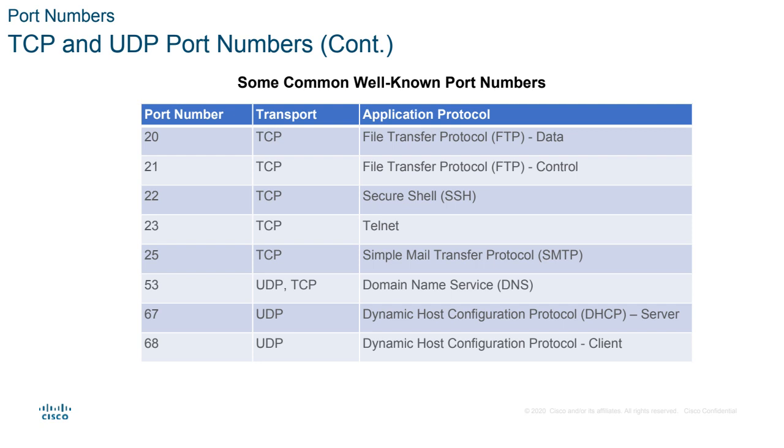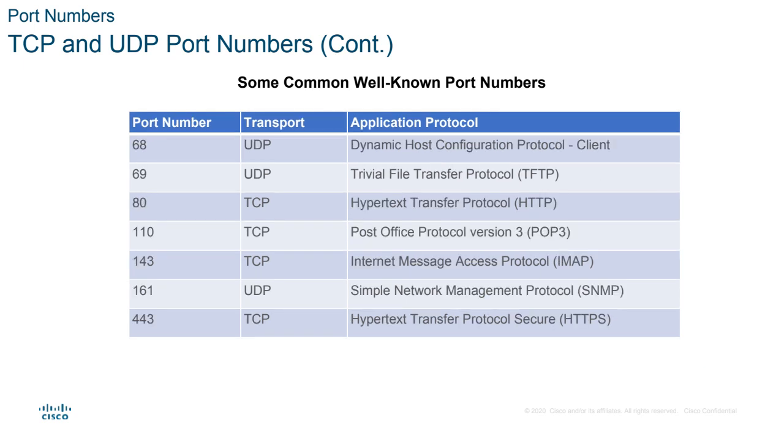FTP uses port 20 for data, port 21 for control. SSH 22, Telnet 23. SSH is secure, more secure than Telnet, of course. SMTP 25, and so on. For UDP, we have DNS 53, DHCP 67. We have also HTTP, it uses 80, and HTTPS uses port 443.